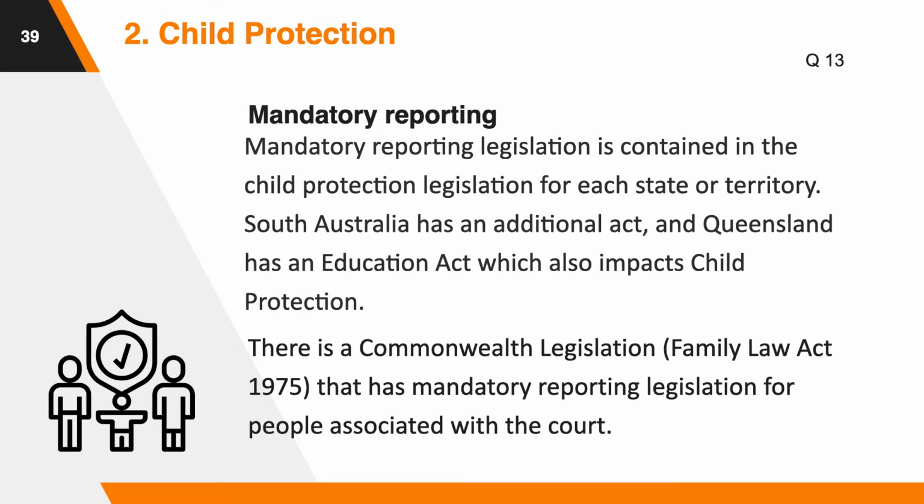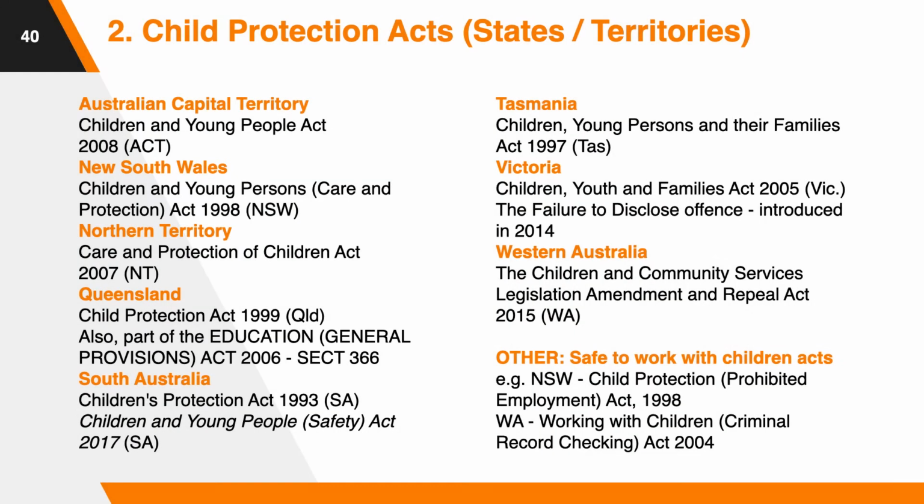Mandatory reporting legislation is contained in the child protection legislation for each state or territory. South Australia has an additional act, and Queensland has an education act which also impacts child protection. And there is Commonwealth legislation that has mandatory reporting legislation for people associated with the court. And here you can see the different child protection acts for each state and territory.